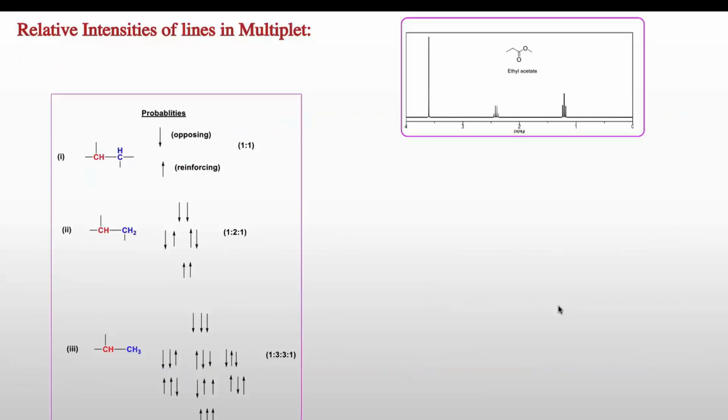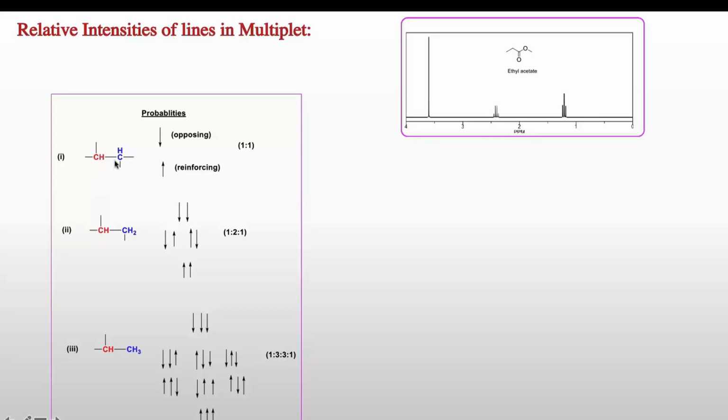Now if we come back to the spectrum of ethyl acetate, we see this is a quartet, this is a triplet, but the intensity of the peaks is also different. In the case of the quartet, the intensity is lower than the triplet. So why is the intensity different for each multiplet? Let's see this using the probability method.